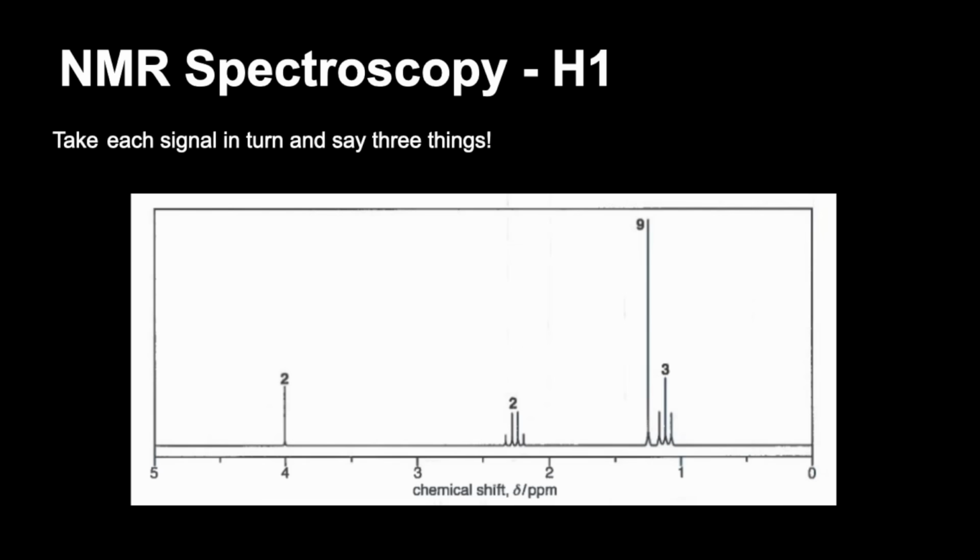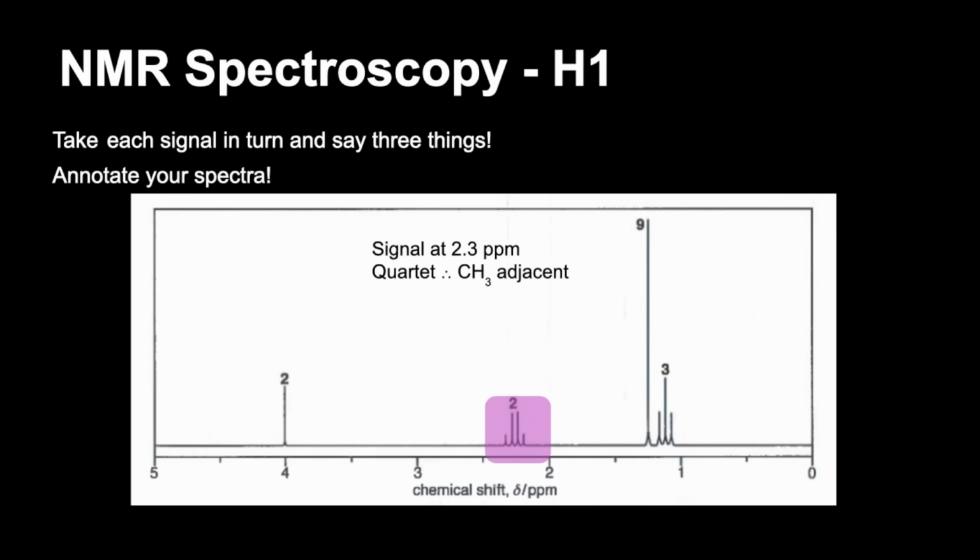So if you've watched my walkthrough videos, you'll know exactly what I'm going to do next. So we take each signal in turn and we say 3 things. And like we said on infrared, always annotate your spectra. So I'm going to use that signal there to illustrate this. So we'd say the signal at 2.3 ppm is a quartet. So the n+1 rule means that there's a CH3 adjacent to the protons that have caused this signal.